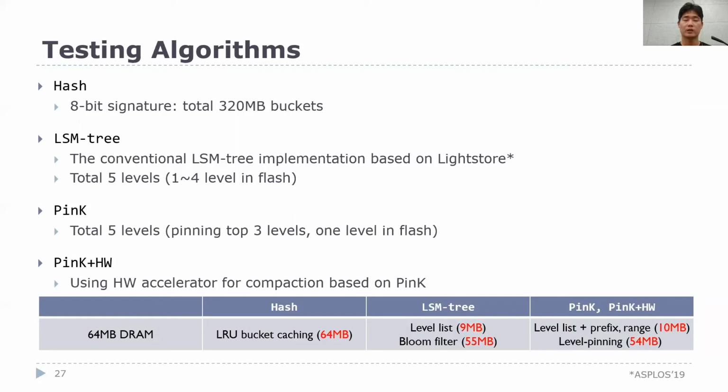All types of KV-SSDs used the same 64 MB of DRAM. Hash used the DRAM for cache, while LSM-tree assigned DRAM to level lists and bloom filters. PinK and PinK hardware assigned DRAM to level lists including prefix and range pointers. The remaining DRAM was assigned to level pinning.